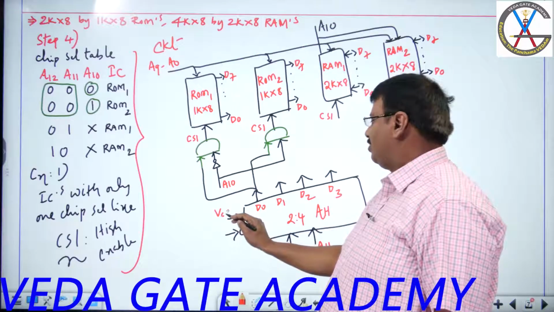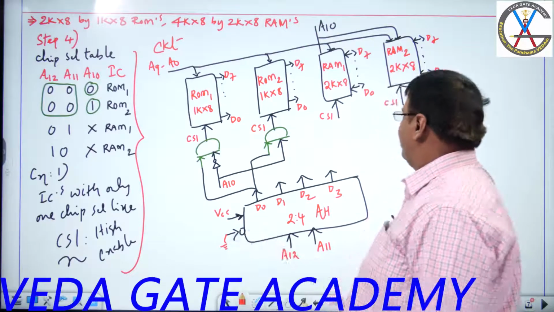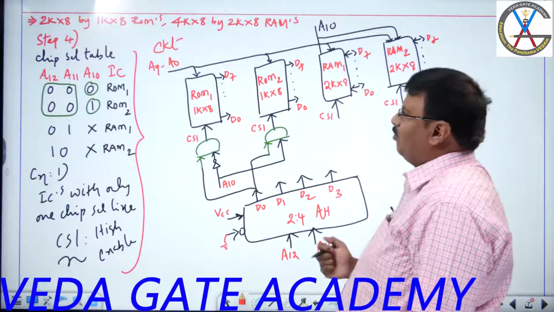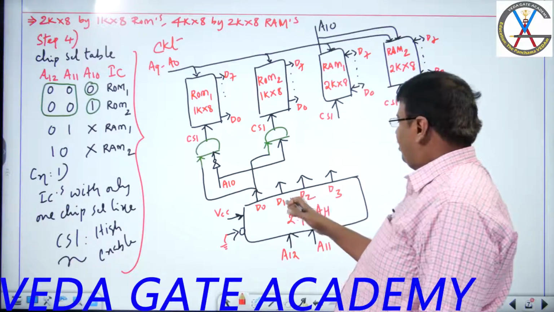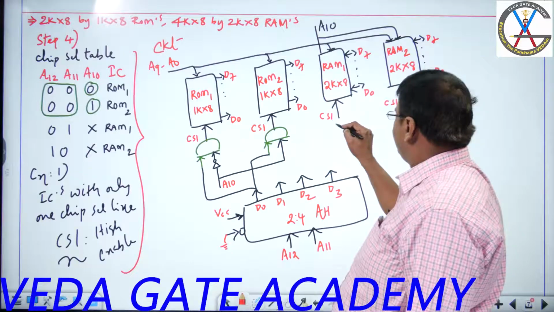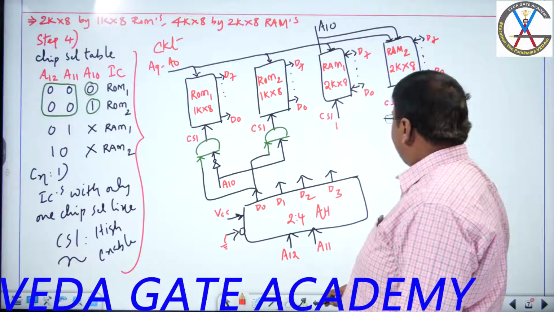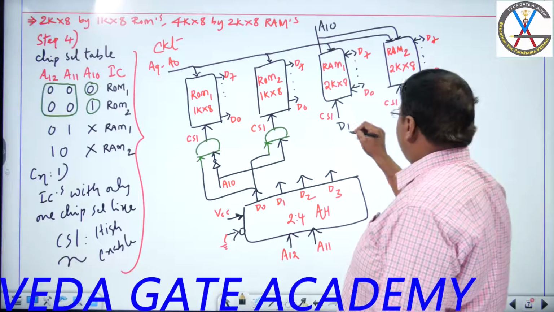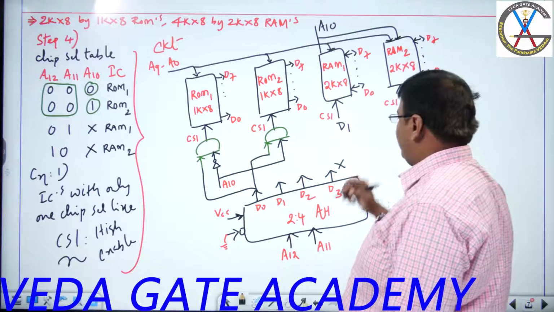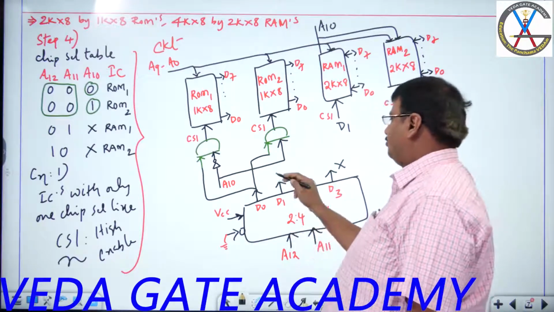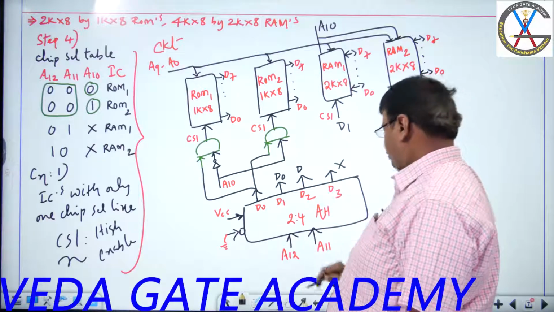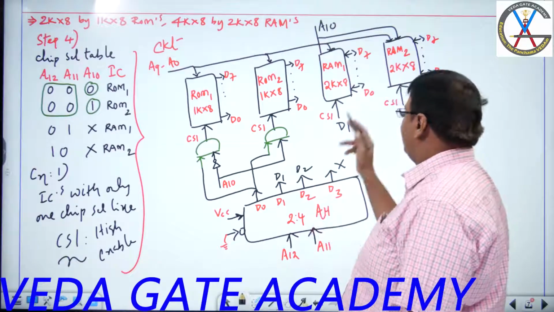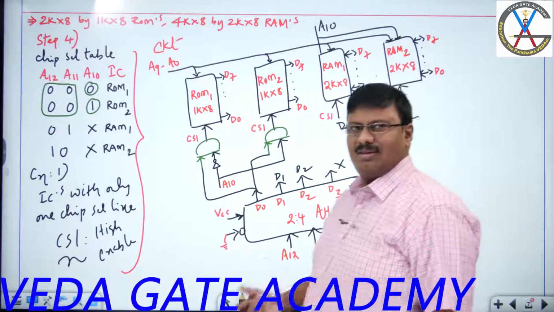Anyhow, VCC is the default for E1, and ground is the default for E2 bar. Now, D1 and D2 are for the 0, 1 and 1, 0 selections, for RAM1 and RAM2. So D1 goes to select this one, D2 goes to select this one, and D3 is unused. If my line is 0, 1, this is selected; 1, 0, this is selected. Completed.